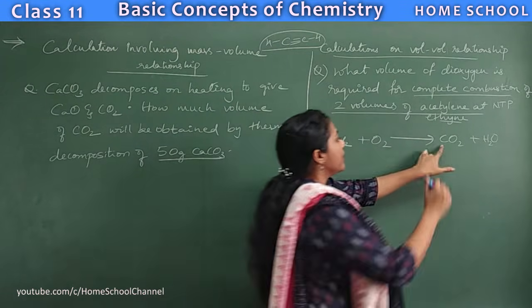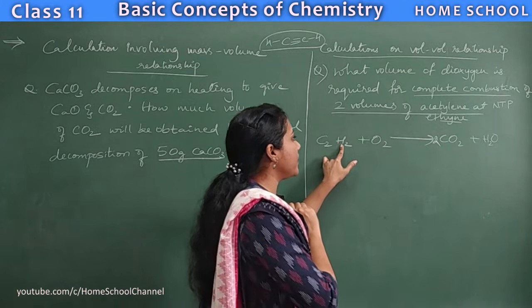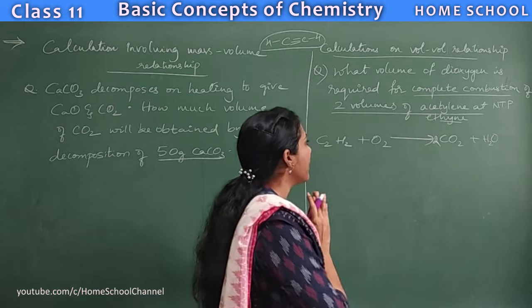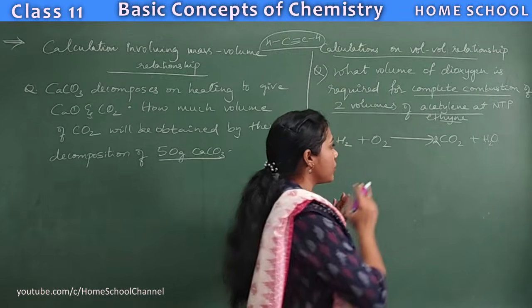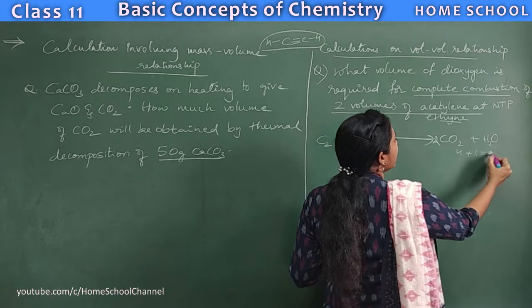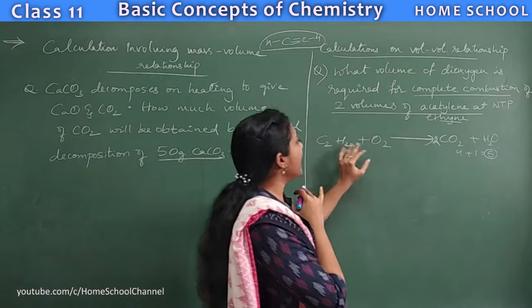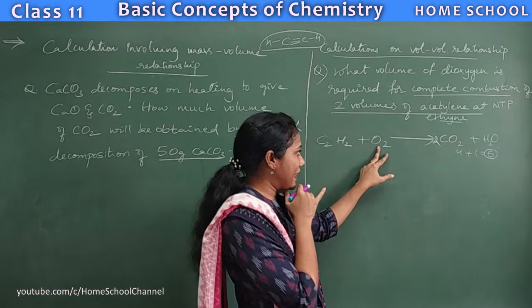2 carbons here, here 1, so I'll put 2. And coming to the hydrogens, 2 hydrogens, 2 hydrogens, okay. And now try to balance the oxygen. See here, 2 into 2, 4 plus 1. So altogether 5 oxygens are there in the product side. Coming to the reactant side, only 2 oxygens are there.